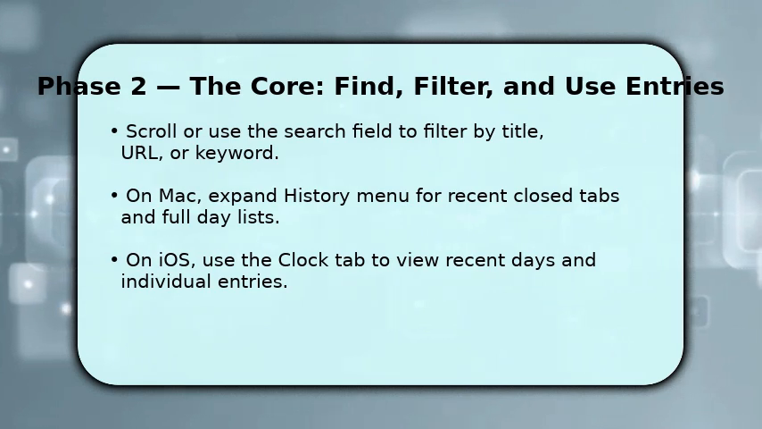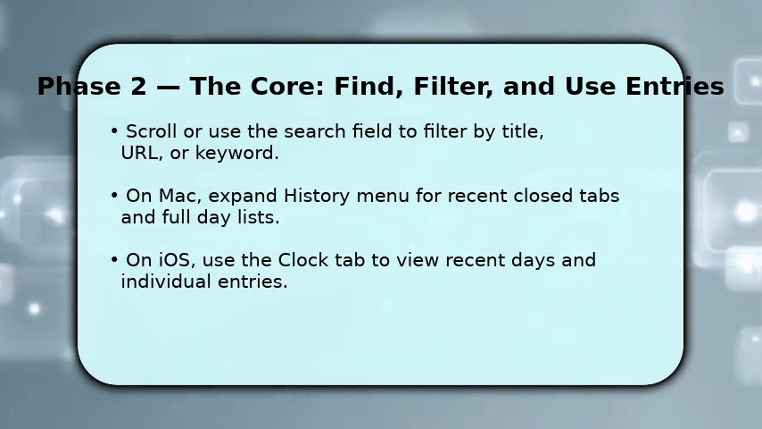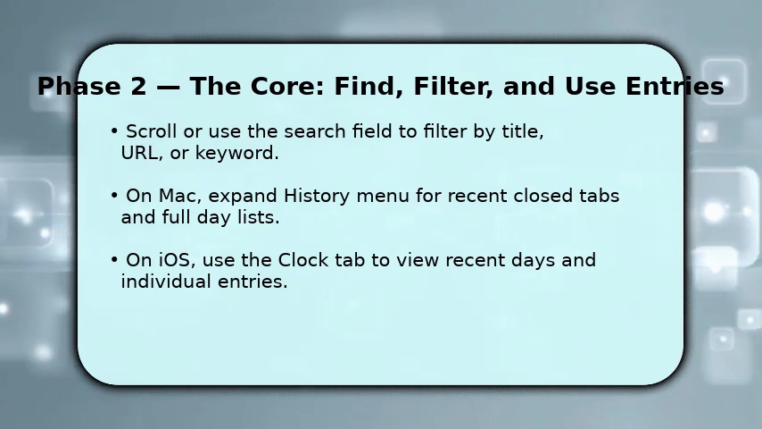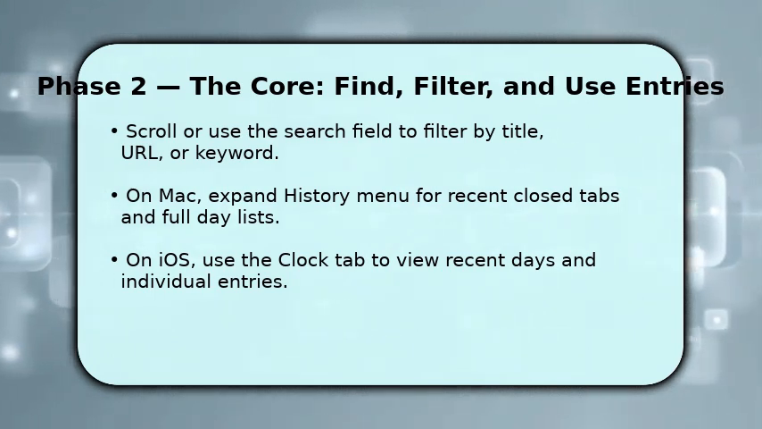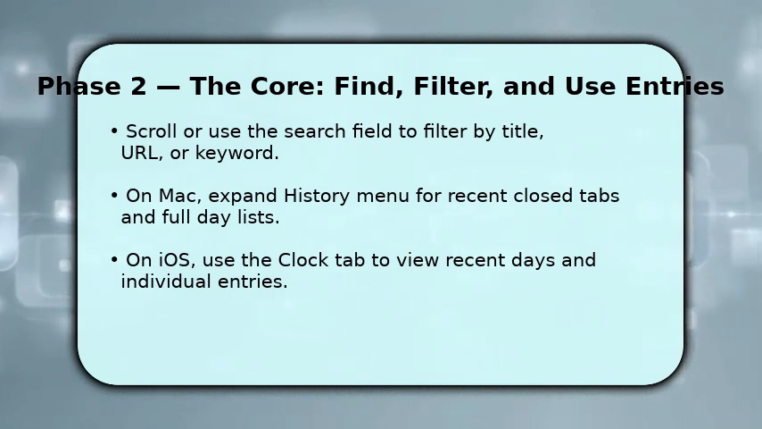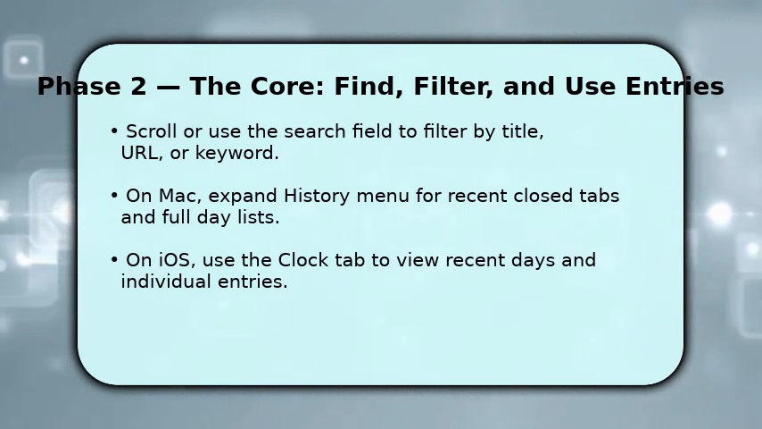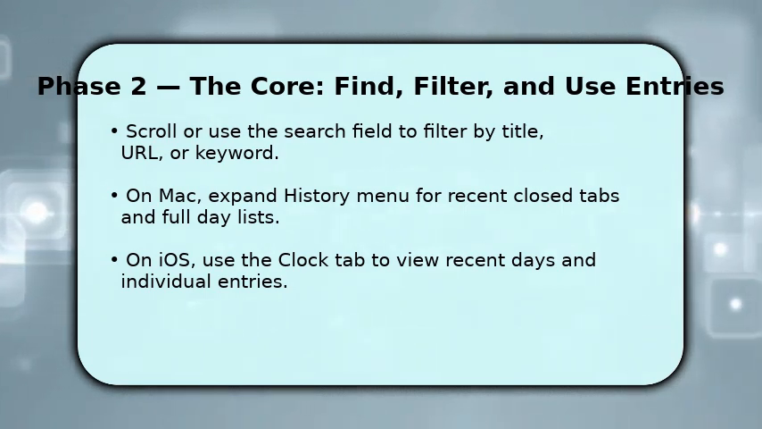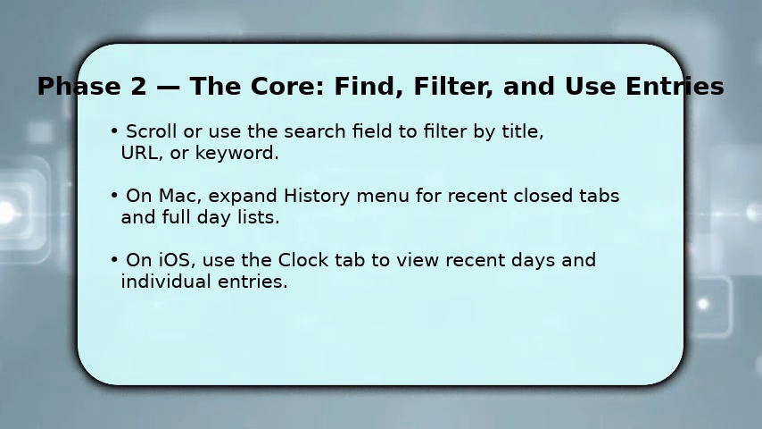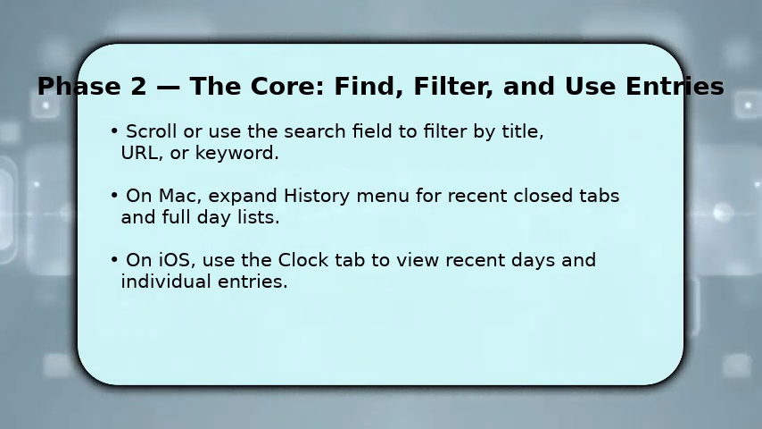Safari filters instantly. On Mac, the History menu shows recently closed tabs and daily groupings. Expand a day to see everything. On iPhone or iPad, the clock tab groups by day and supports swipe actions to delete single entries. Make sure to preview links before reopening to avoid duplicates and speed your workflow.